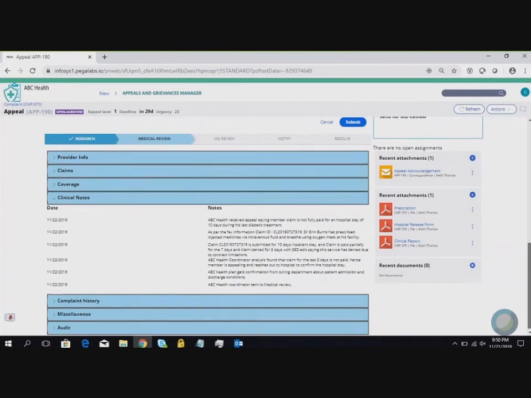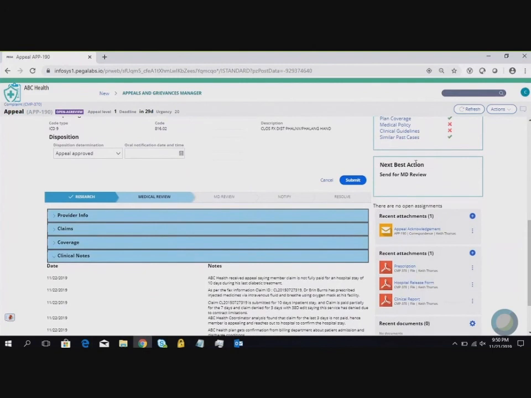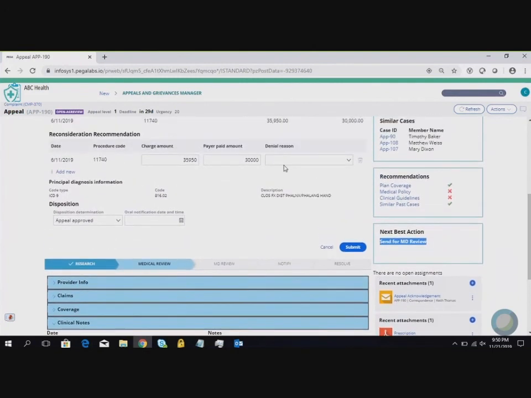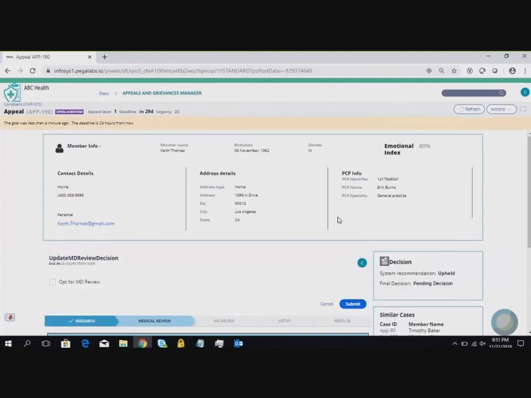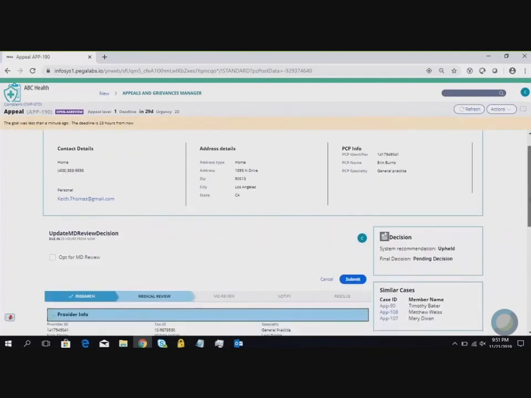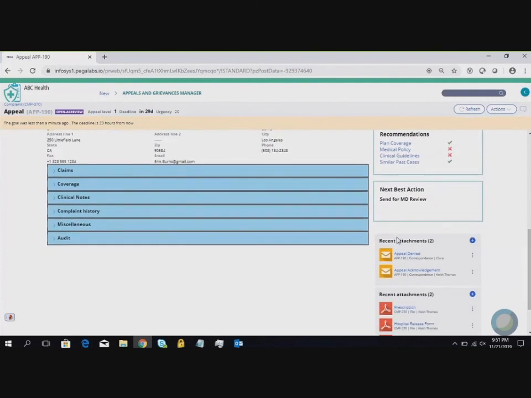So Clara reviews the clinical notes, and then again, you'll notice the next best action based on the current stage where they are in the data. The system says send for MD review also. So you can take your decision, but send it for MD review. So she selects the right reason, medically unnecessary, and submits it. Now, because the system was able to prompt her to send it to MD review, that's what she does.